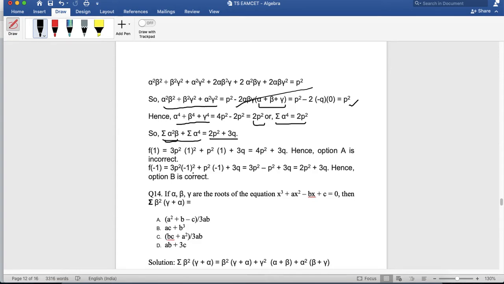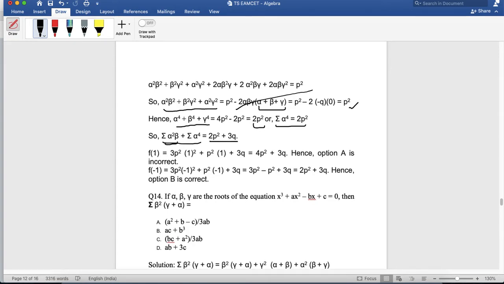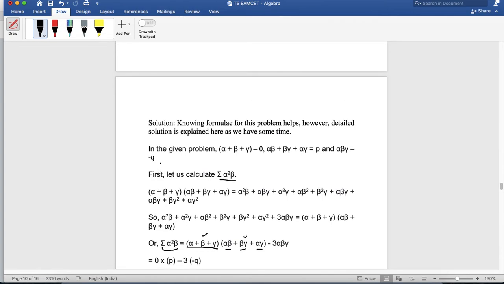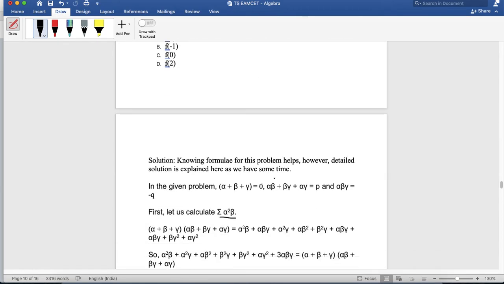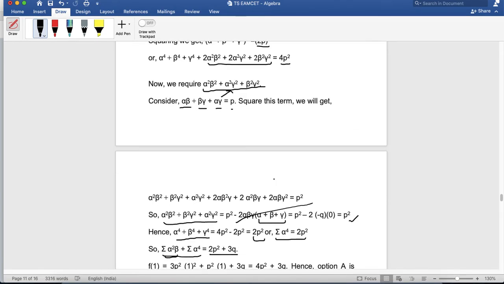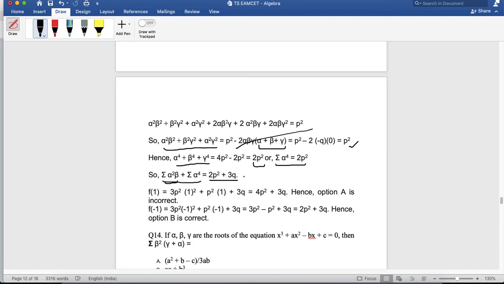Option A is incorrect, option B is correct, because what? f(x) is also given. So put f(1), because the option mentions f(1). f(1) will be what? x is 1 over here. So 3p square plus p square plus 3q. So 4p square plus 3q. Put x is minus 1. 3p square minus p square is 2p square plus 3q. We know that it's 2p square plus 3q. We have already computed. So option B is correct.